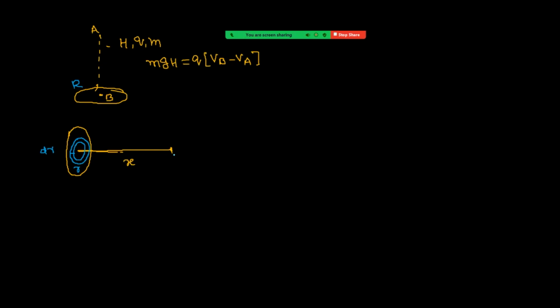Because of that ring, on its axis the potential will be dV equal to k dq by square root of r square plus x square. In this dq, sigma is given, so charge per unit area into the corresponding area, that is 2 pi r into dr. We have to substitute that here. Then we integrate from r equal to 0 up to capital R. Substitute this value and see what we get.